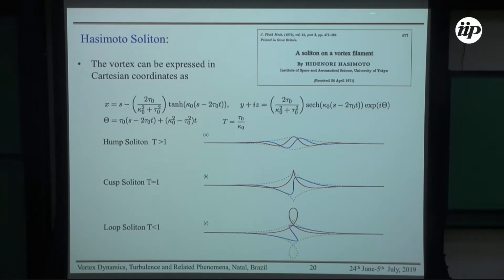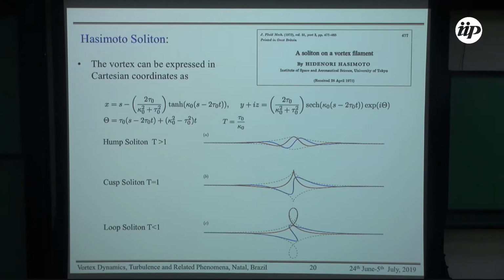So this was done in this work by Hashimoto. And basically, these are the equations that he obtained for the position coordinates of the soliton. He characterized the soliton in terms of 3 different parameters, what I call the shape parameter. So if t is greater than 1, you get essentially a hump soliton, a cusp soliton, and a loop soliton, where basically it becomes like a non-single valued function along the principal axis.